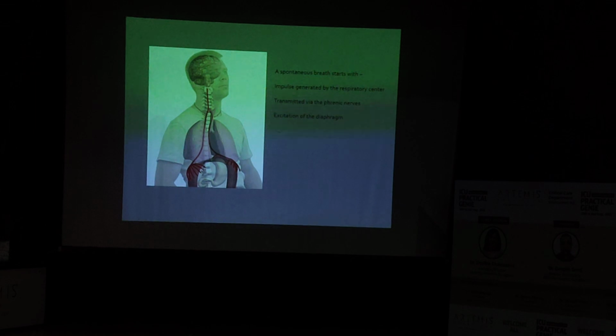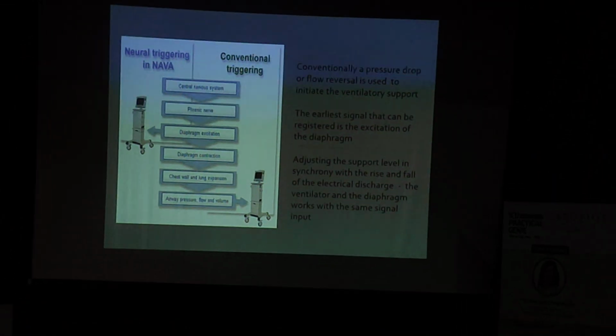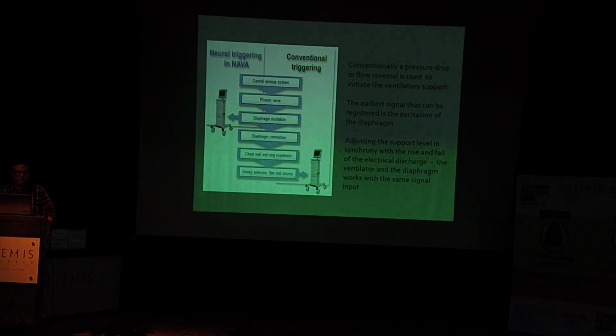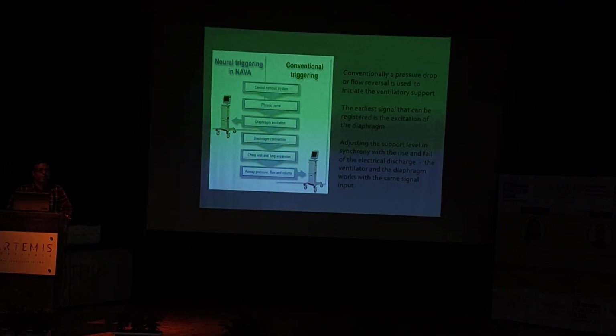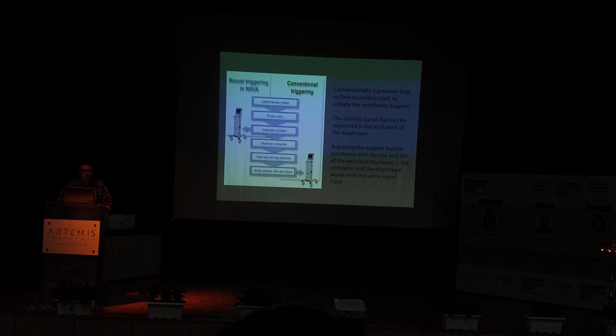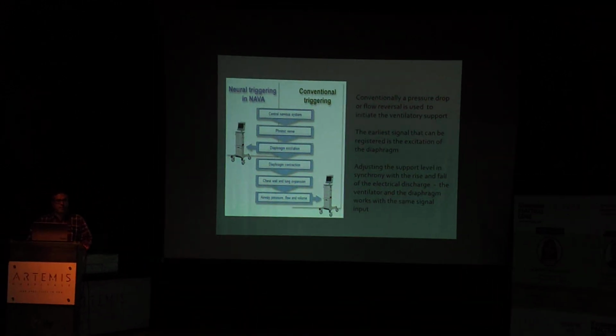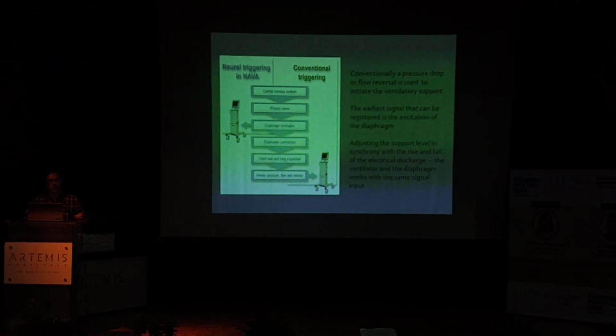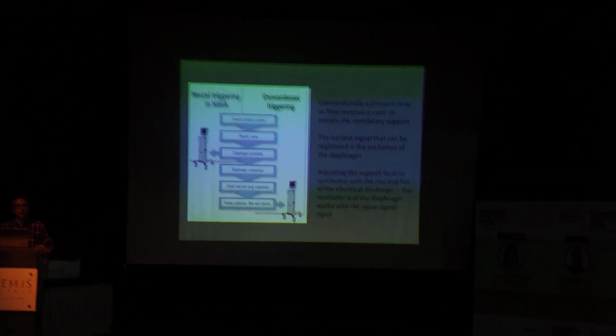This is how a normal spontaneous breath is generated. There is a pressure drop or a flow reversal which the ventilator uses to initiate a ventilatory breath, but the earliest signal is usually at the level of the diaphragm. It adjusts the support level in synchrony with the rise and fall of the electrical discharge, and they work towards a common goal to synchronize better and to give an augmentation.